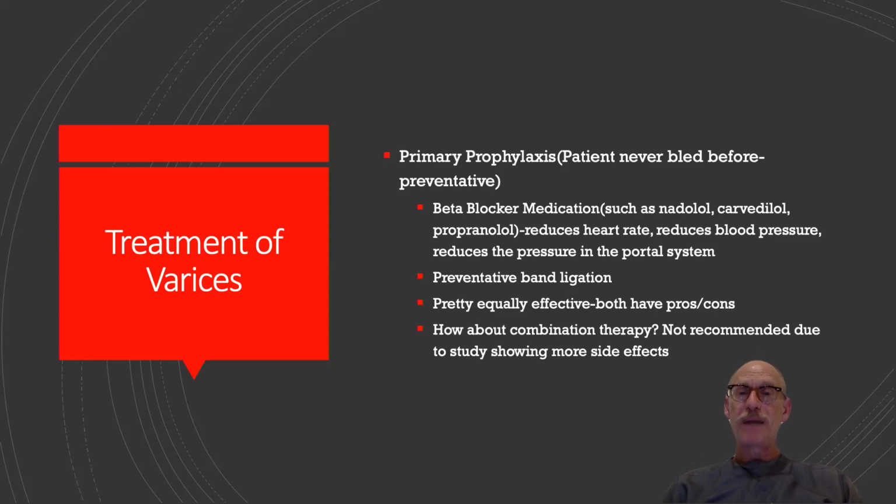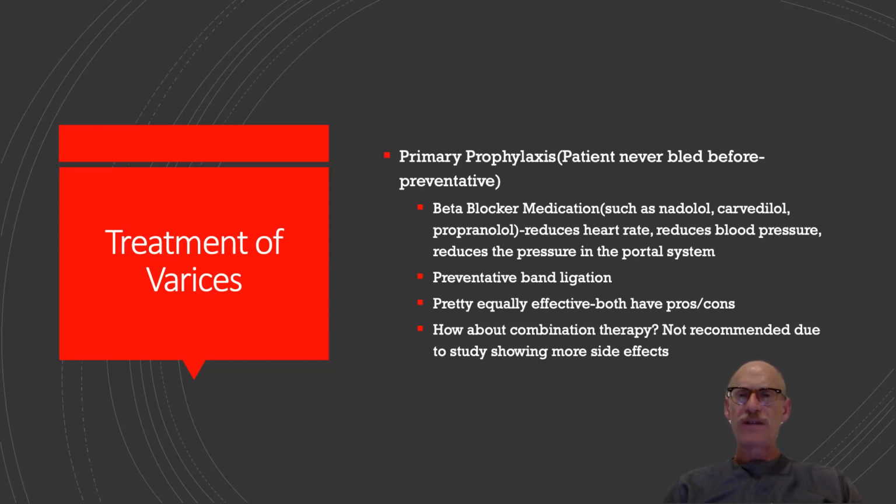One is by using beta blocker medication. Now, beta blockers are medications which reduce the heart rate, reduce the blood pressure, and therefore reduce the pressure in the portal venous system. We use medications such as nadolol, carvedilol, and propranolol, all of which do exactly that. They reduce the pressure in the portal venous system.